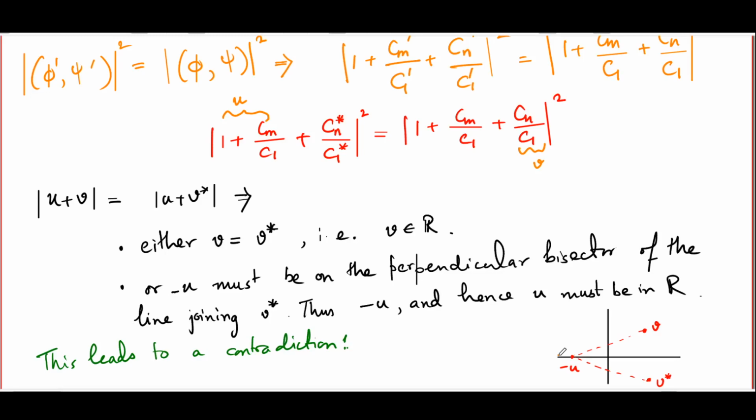So this contradiction forces us to conclude that our original assumption, that is, you do have two different indices m and n, such that Cm prime by C1 prime is equal to Cm by C1 and at the same time Cn prime by C1 prime is equal to Cn by C1's conjugate, is not a valid possibility. In other words, you can either have Ck by C1 equal to Ck prime by C1 prime for all k, or you can have Ck prime by C1 prime equal to the conjugate of Ck by C1 for all k.